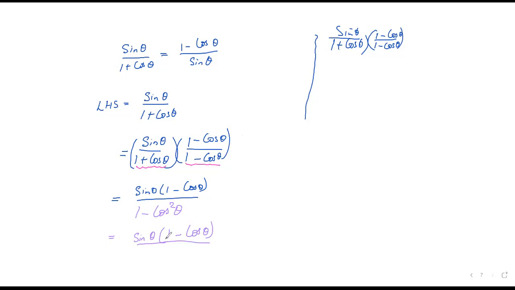1 minus cos squared theta, we know that this is sine squared theta. And then these are sine squared, so that one will drop one, and we will remain with 1 minus the cos of theta over the sine of theta. If you look at the right-hand side, therefore, the left-hand side is equal to the right-hand side.